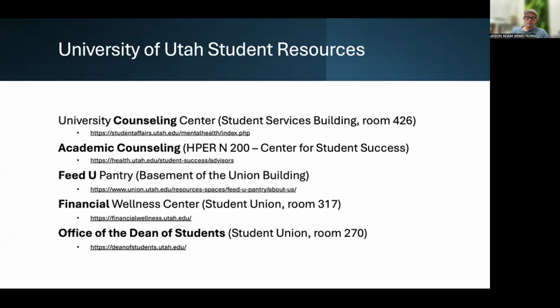And several of you mentioned in the Perusal article about undergraduate health behaviors, you talked about how you feel like the university really has a role here and the university needs to be providing certain things. These are some of the things that the university is providing. So I hope you take advantage of them.